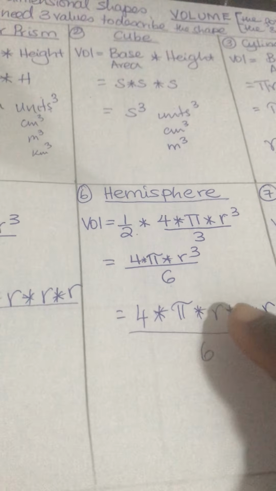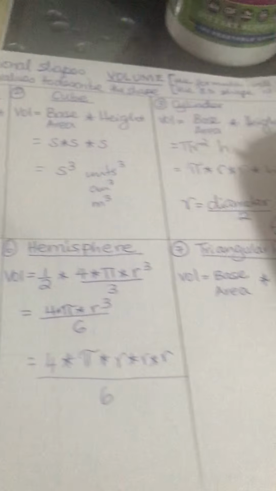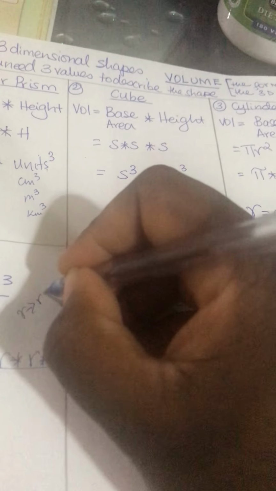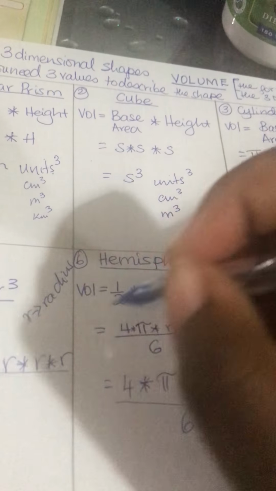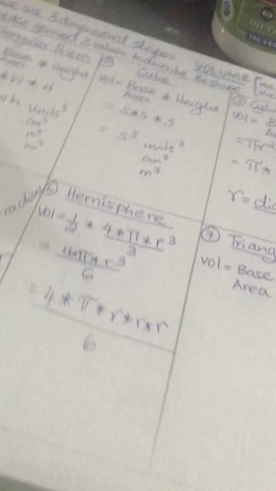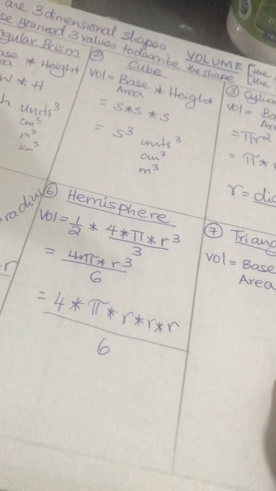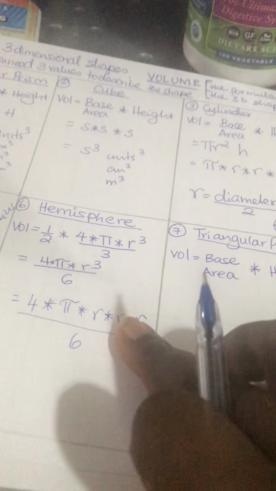And what is r? R is radius. R means radius. When it is 1, it is radius. When it is more than 1, it is radii. Okay? So that's the formula for finding the volume of a hemisphere.